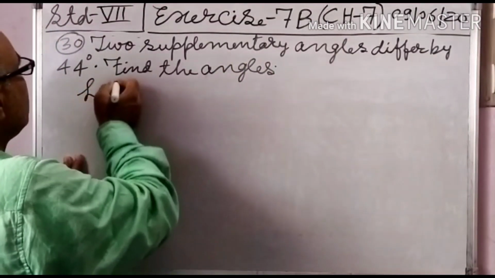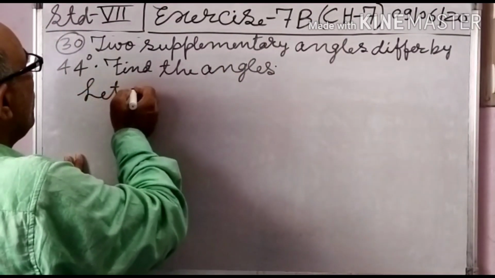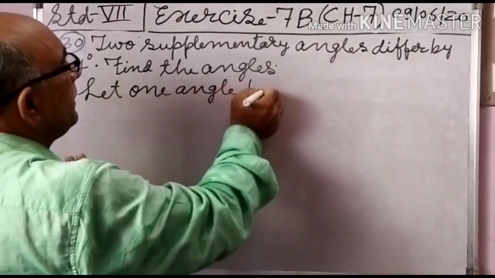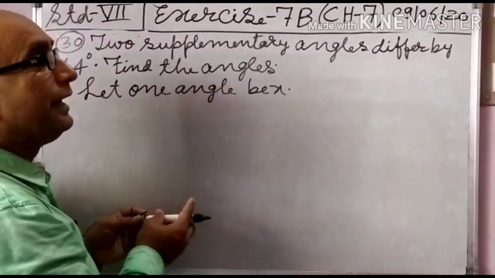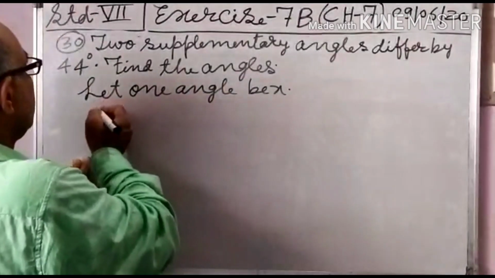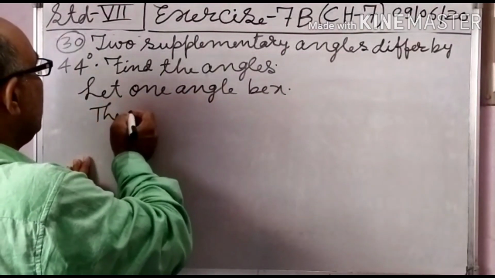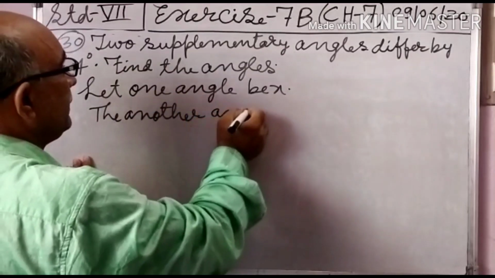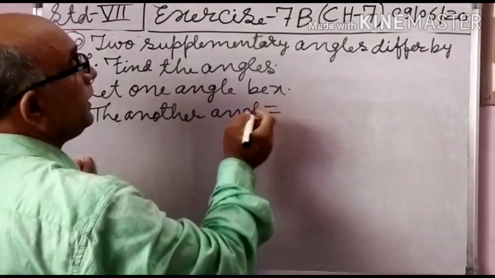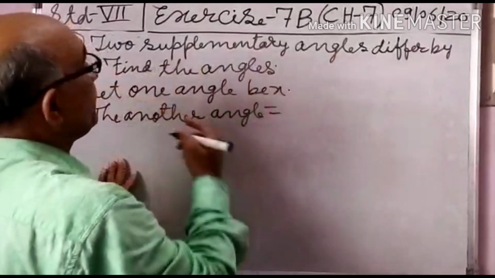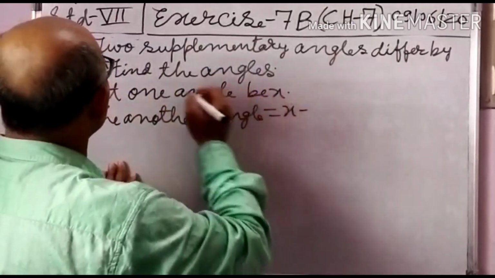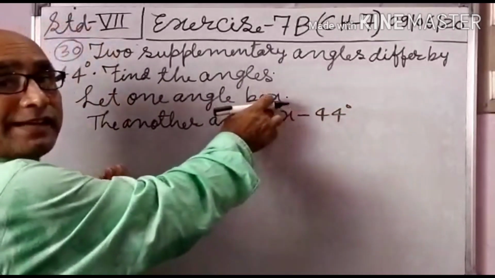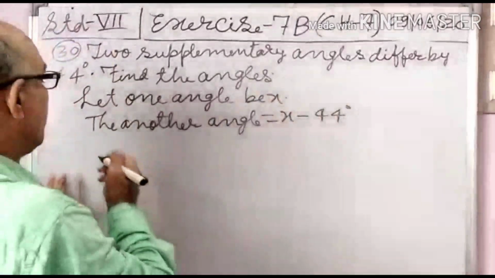So let one angle be x. Let one angle be x. The other angle is x minus 44 degree. One angle is x, other angle is x minus 44.